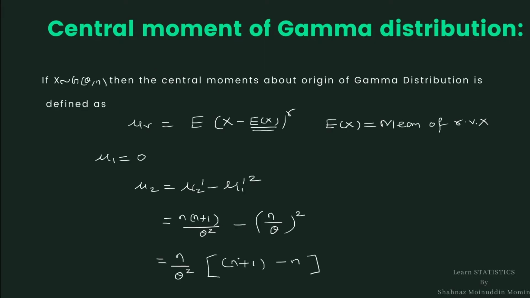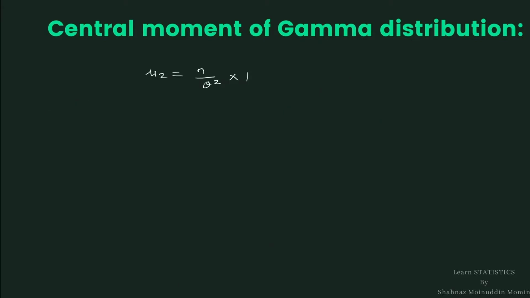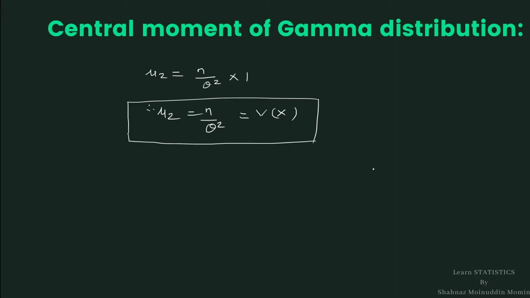Mu2 is equal to n upon theta square into 1, since here n and minus n get cancelled, so it is 1. Therefore the second central moment mu2 is equal to n by theta square, which is nothing but variance of random variable x, that we have already calculated in the mean and variance of gamma distribution.